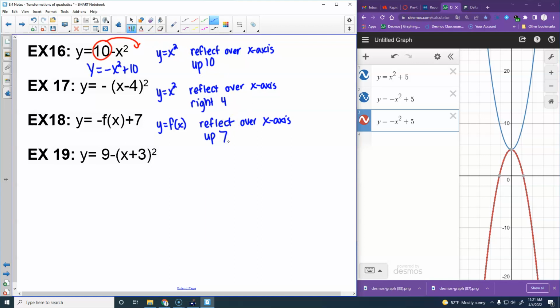Okay. Wade, what about number 19? We got y equals x squared. What's going to happen to that graph?